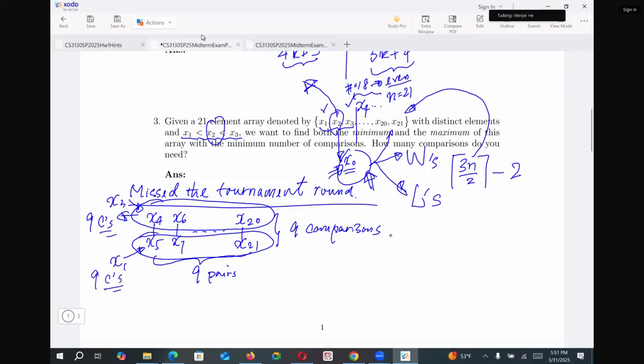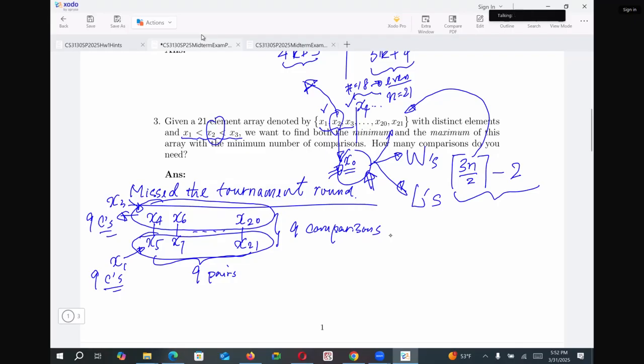But some students miss the tournament round. So that's one common mistake. Another common mistake: those students didn't miss the tournament round, but one group of students applied this formula directly.